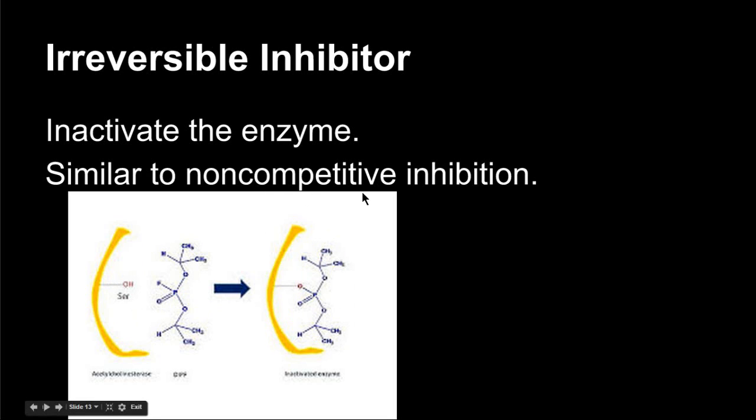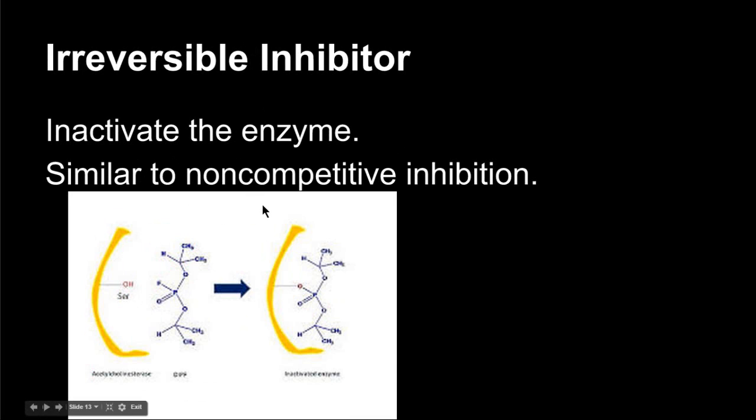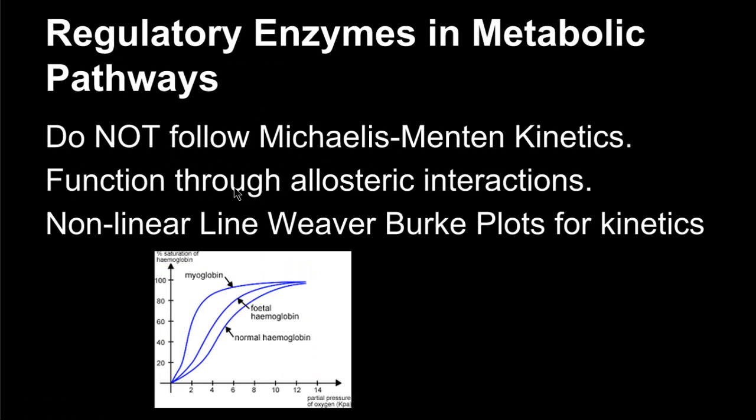Okay, and the thing to note about irreversible inhibitors is they have very similar kinetics to the non-competitive inhibitors, in the sense that they decrease the Vmax and have a similar Km. Okay, not always the case, but very similar in that sense in a lot of cases.